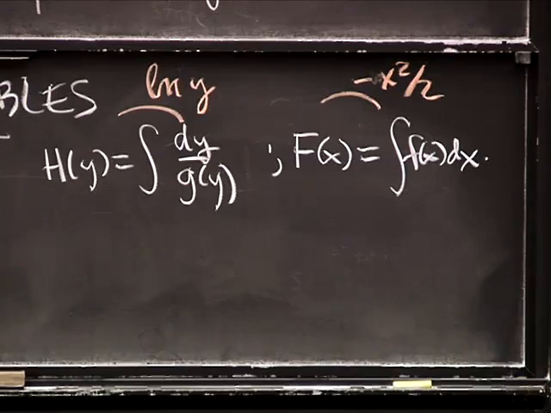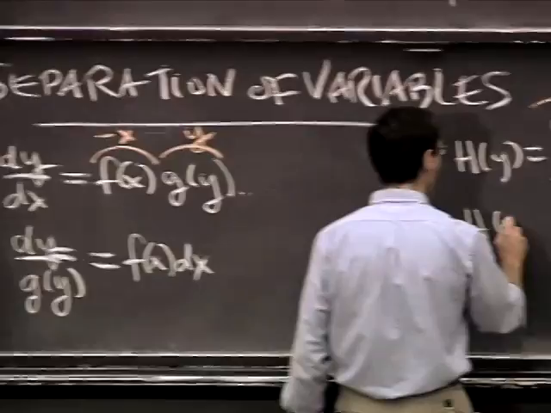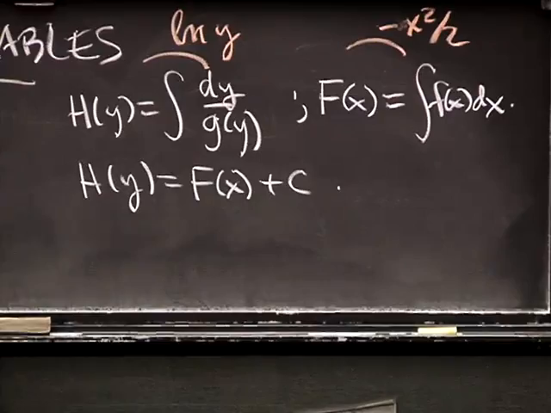And then we write the relationship, which is that if these are both antiderivatives of the same thing, then they have to differ by a constant, or in other words, h of y has to equal f of x plus c, where c is a constant.